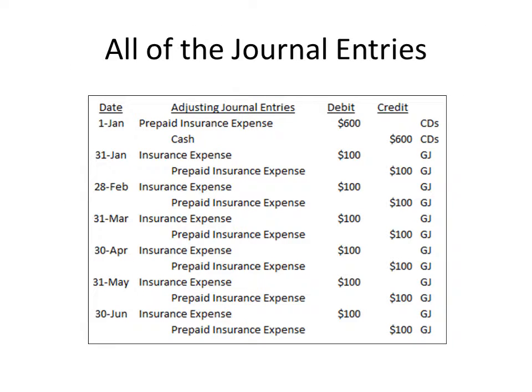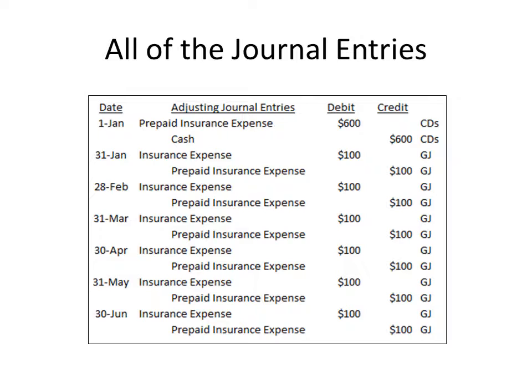Here's an example of all of the journal entries. Each and every one is in general journal form. Now, I've written these in general journal form, but the first is in the cash disbursements journal. That's the debit to prepaid insurance expense and the credit to cash. All the credits to cash are recorded in the cash disbursements journal. That's on January 1. I prepay the account.